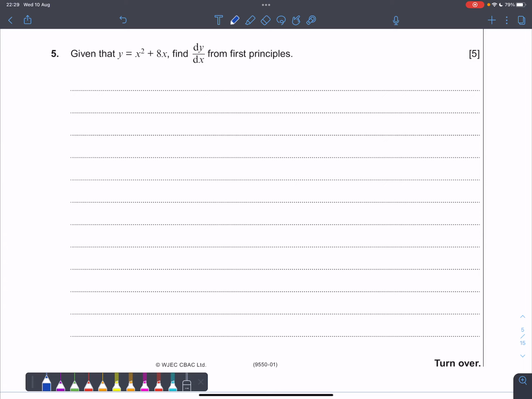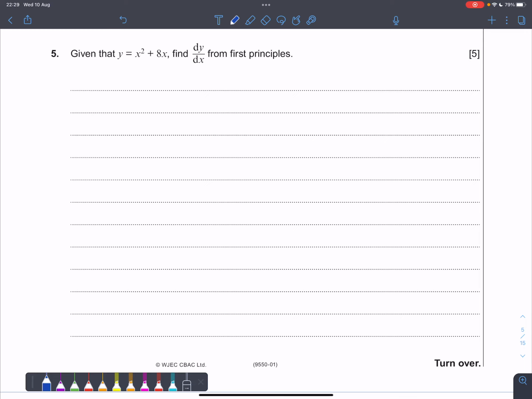Okay, in this video we're going to be having a look at question number 5 from the WJEC Additional Maths paper from June 2014. It says, given that y equals x squared plus 8x, find dy by dx from first principles. First principles is a relatively simple question. You need to follow a formula.